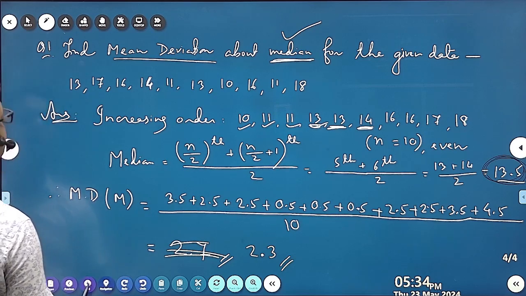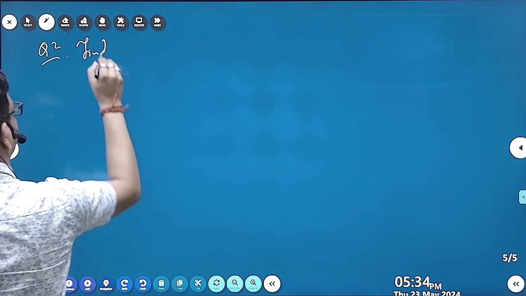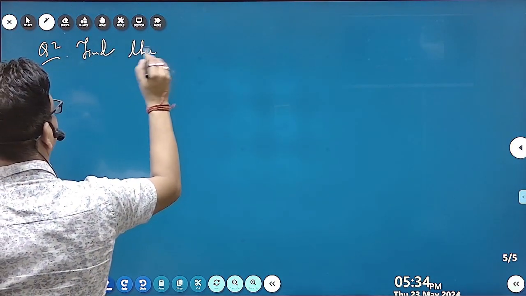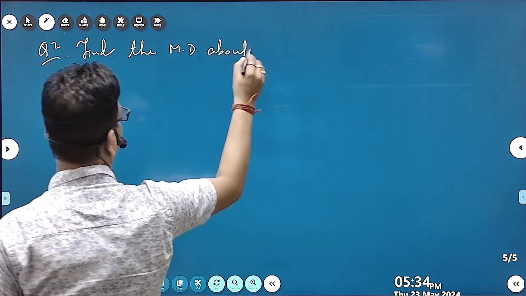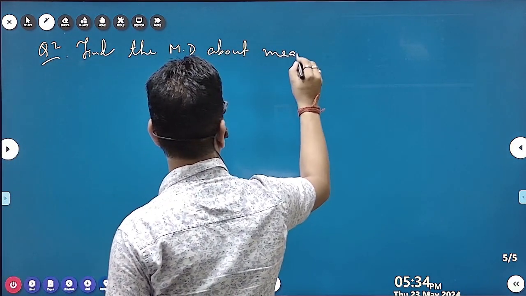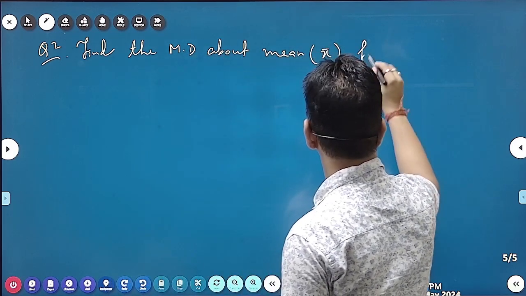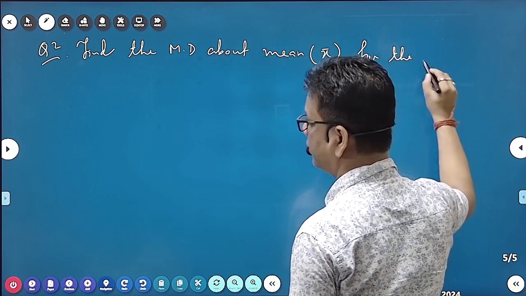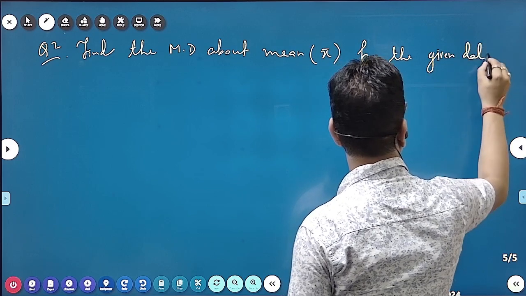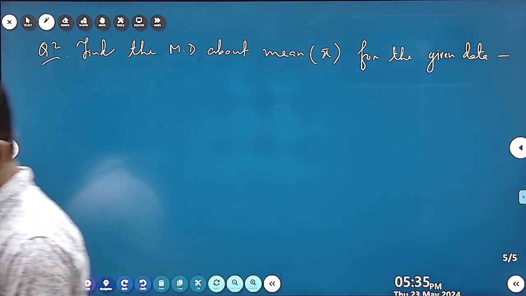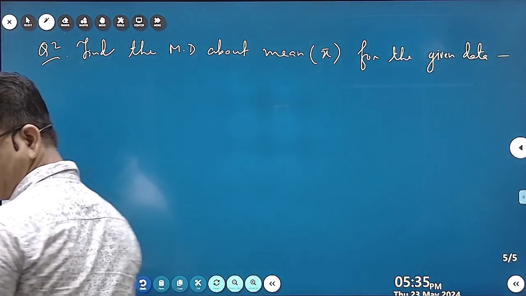Similar one question, but for mean. Try. Don't take more than 5 minutes. Okay. Find the mean deviation about mean. So the mean symbol is x bar. I hope all of you know that. For a given data. Okay, so I just write a question. You'll try mean deviation about mean.